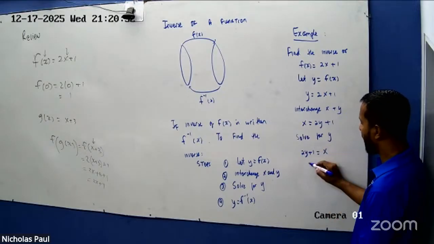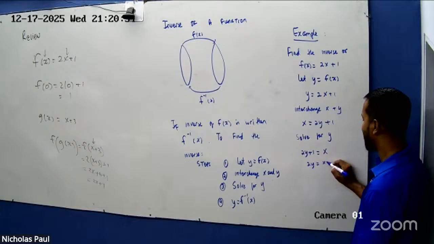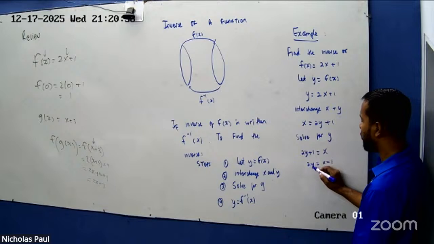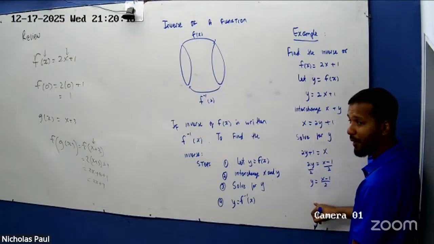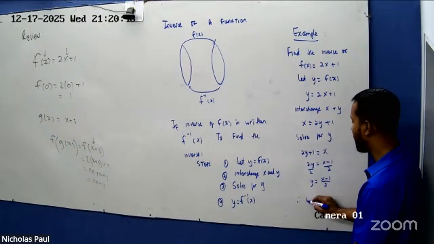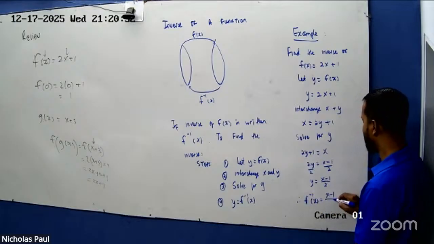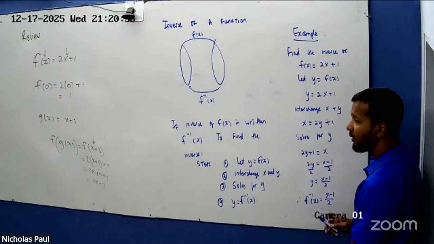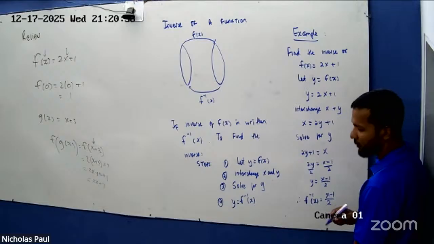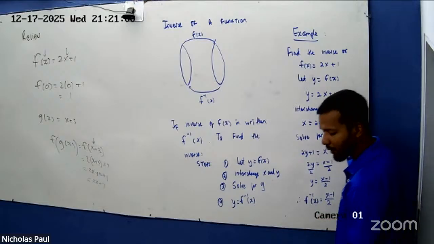So I'm moving across plus 1. It becomes minus 1. I have 2y here, so I'm going to divide everything by 2. So I'll get y is x minus 1 on 2. That's it. I make y the subject. So therefore, f inverse x is x minus 1 over 2. That's it. All right? Let's do 2 easy ones and then switch it up a little bit, make it a little bit harder.